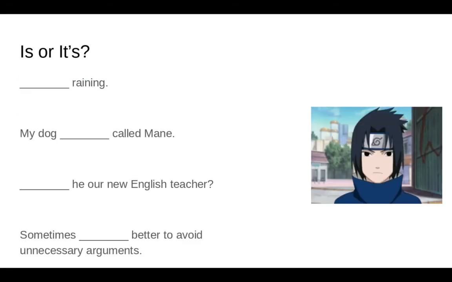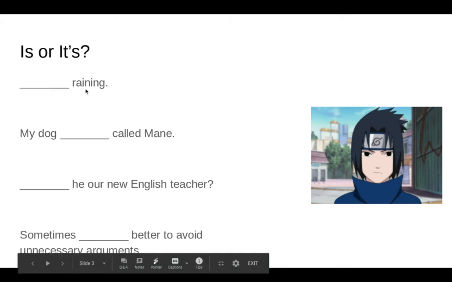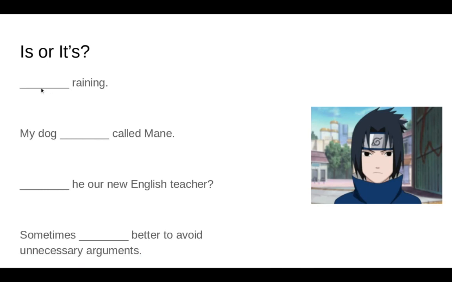So, is or it's, something raining. Is there a subject here? No, there is no subject. So that's where we know we need to add it's. Next one. My dog, something called Manny. So dog here is a subject, okay? So we don't need it's because we already have our subject, the dog. All we need is the verb. So my dog is called Manny.